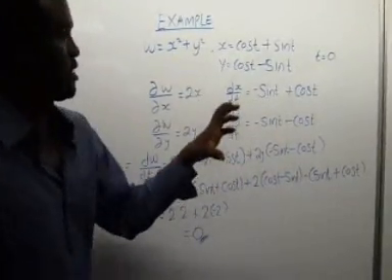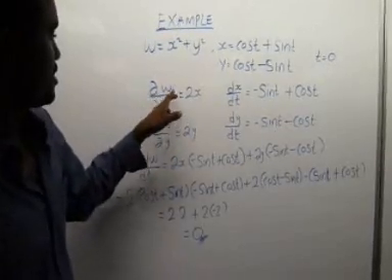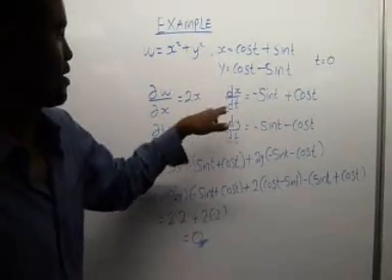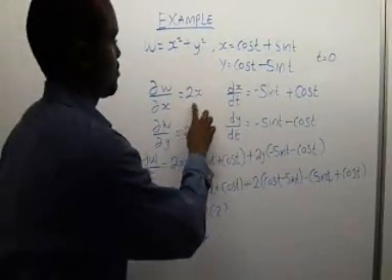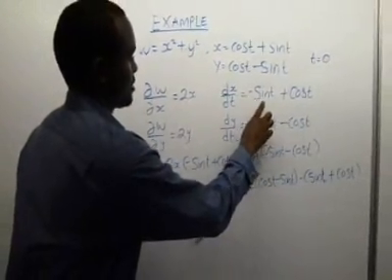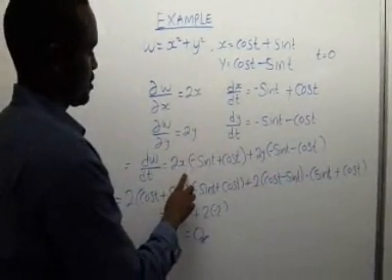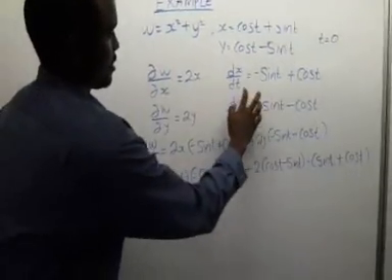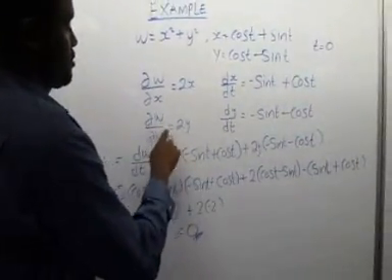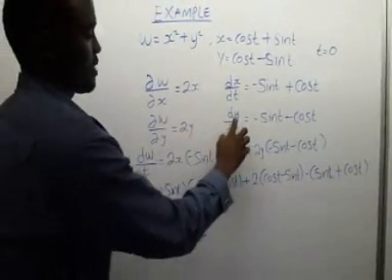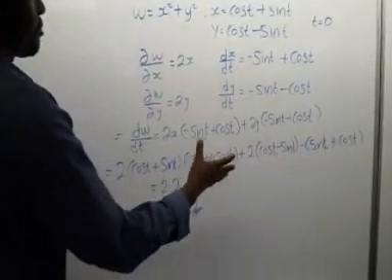So using the chain rule formula, we take dw over dx and multiply by dx over dt. So we take this 2x and multiply by minus sin t plus cos t. So we have 2x multiplied by dx over dt, plus we take dw over dy multiplied by dy over dt. We have this function.